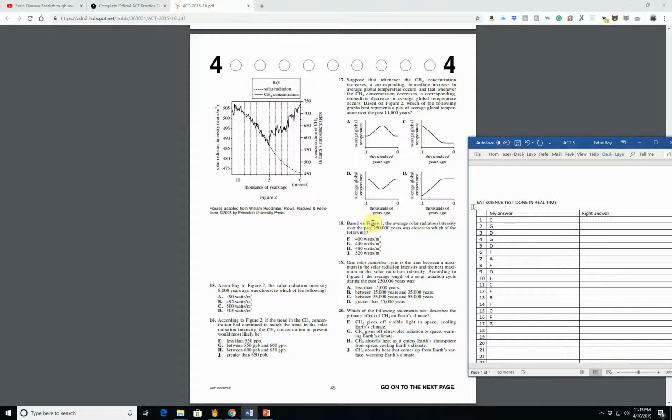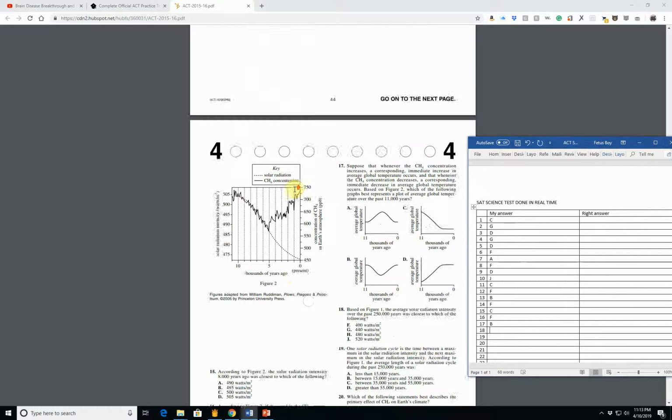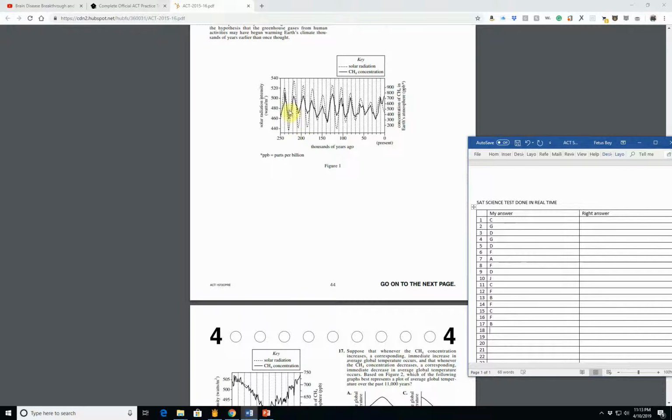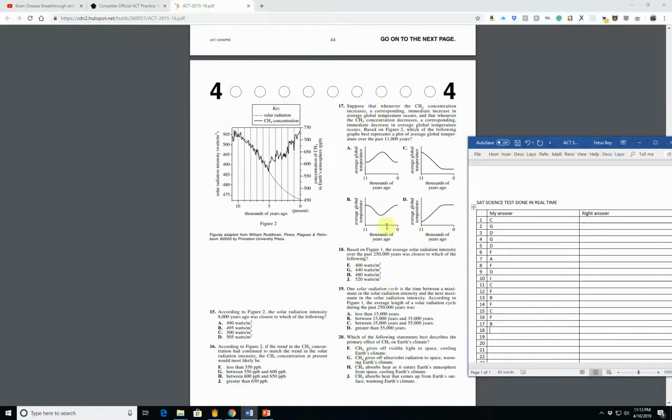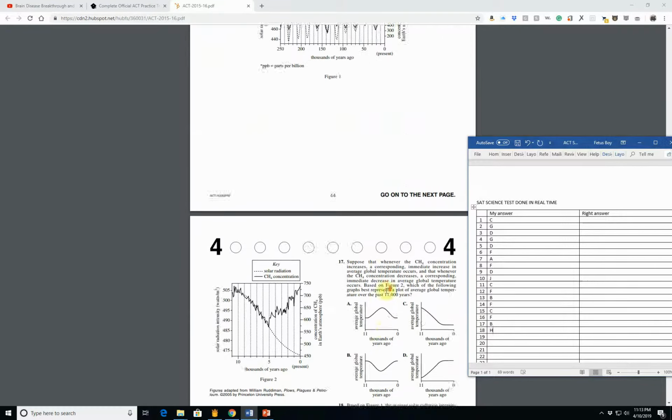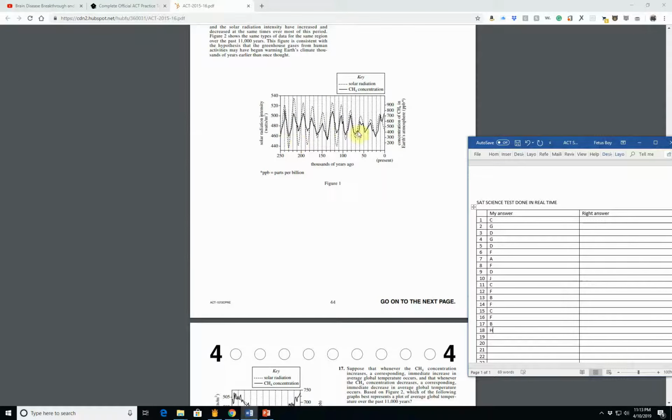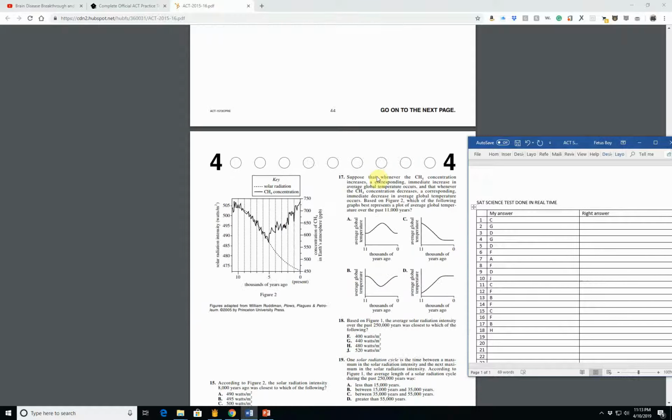18, based on Figure 1, the average solar radiation intensity of the past 250,000 years was closest to which of? Average would be roughly right about here, so 480. So I'm going to go with H. Yeah, that's just about right in the middle.